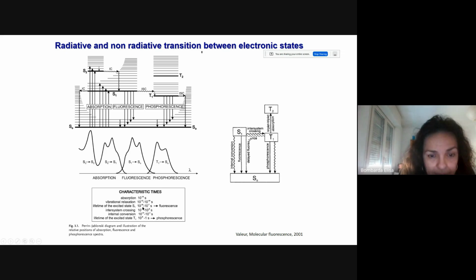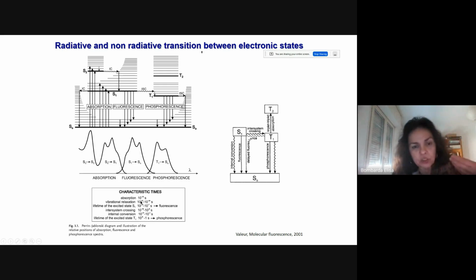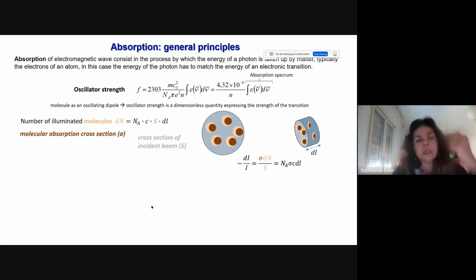Instead, the fluorescence lifetime here, as you see, is in the nanosecond time scale and even hundreds of nanoseconds. So practically, vibrational relaxation is something that can be considered immediate. That's why we don't observe it. We observe the fluorescence spectroscopy immediately.